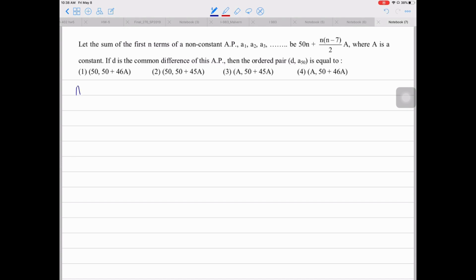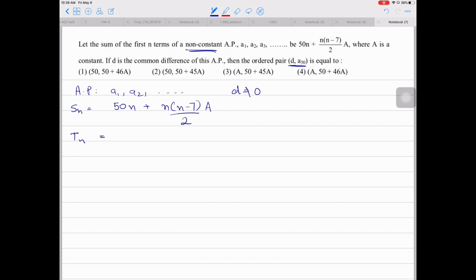So we are given an arithmetic progression A1, A2, and so on. And it says it is non-constant, which means we know that D is not equal to 0. And we know that the sum of the first n terms is 50n plus n times n minus 7 times a over 2, where a is some arbitrary constant. And we need to find this ordered pair. So we need to figure out what D should be, and we need to figure out the 50th term of this AP. So let's find just a normal nth term of this AP.